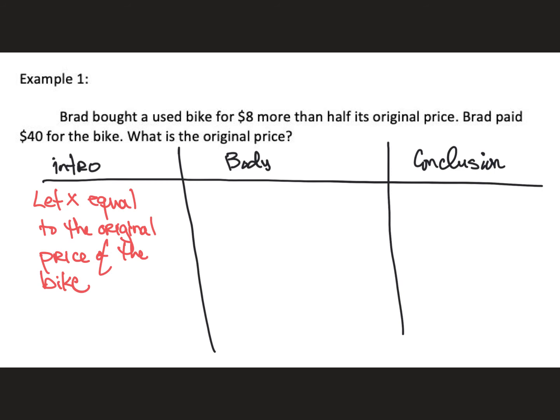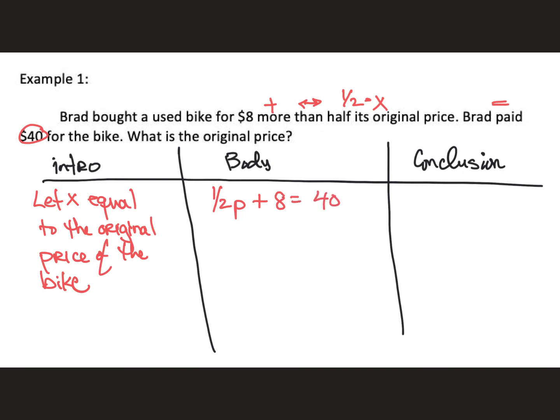Let's go through it again. 8 more is addition, than is to switch, and then we're saying half of its original price. So half times, and the original price is x, which we don't know. And then he paid $40. Let's put it all together. We're going to say 8 plus 1/2 P. Actually, we have to do the switch stuff, so let's erase that. We're going to say 1/2 P plus 8 equals 40.